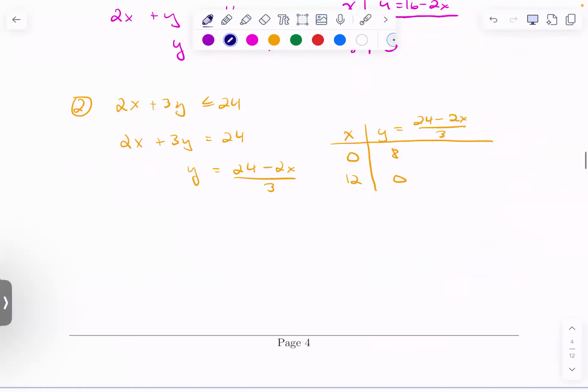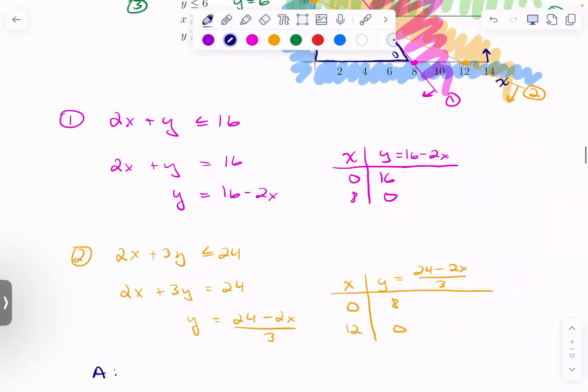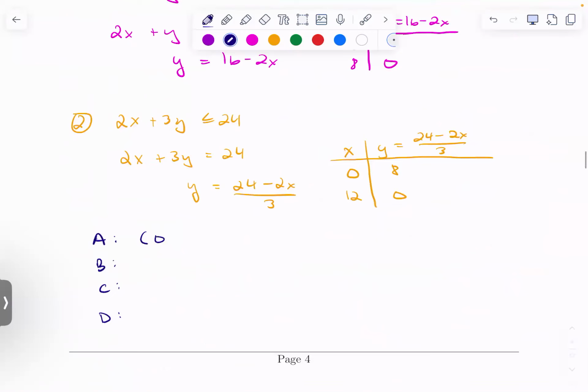So A, B, C, D. Some will require more work than others. A is at 0, 6. Really no work required.